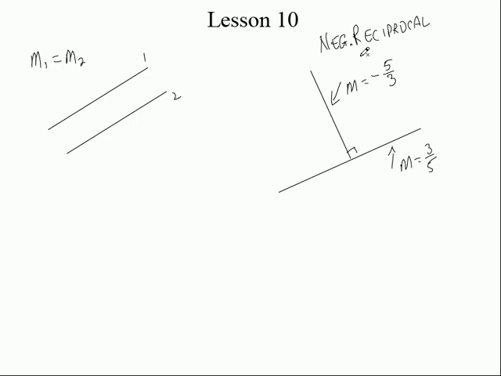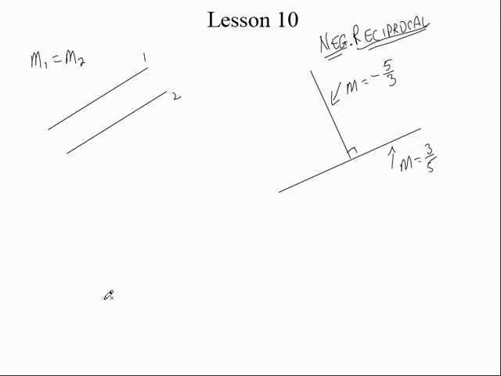You with me? A lot of people say opposite reciprocal or opposite inverse. There's all kinds of ways you could say it. This is the way I use, I say negative reciprocal. All right, you with me? So if I give you one slope, the slope of a line that's perpendicular is going to be the negative reciprocal. You change the sign and you flip the fraction. Does it make sense? All right.